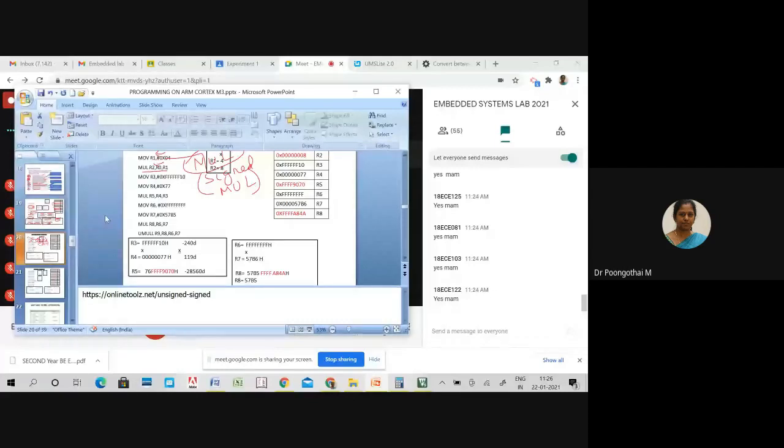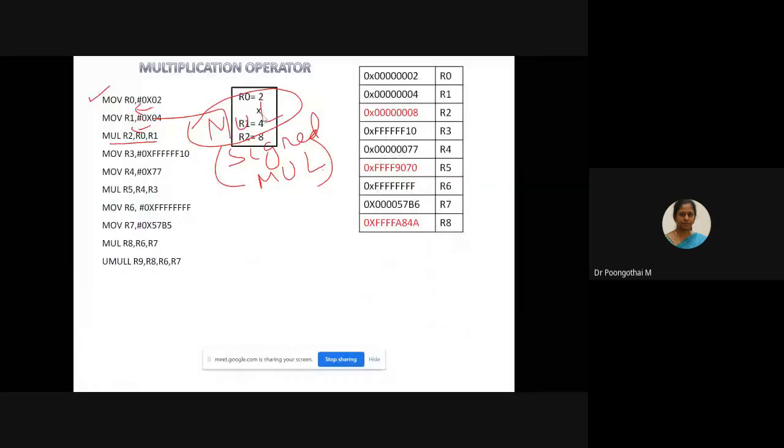So what is the operation of this instruction? MUL R2, R0, R1. R2 is equal to R0 into R1. So this instruction is used to multiply the values in R0 and R1 and put the result in R2. So 2 into 4, the answer will be 8. Your R2 is updated with this answer. So after execution of this instruction, your R2 holds 08.